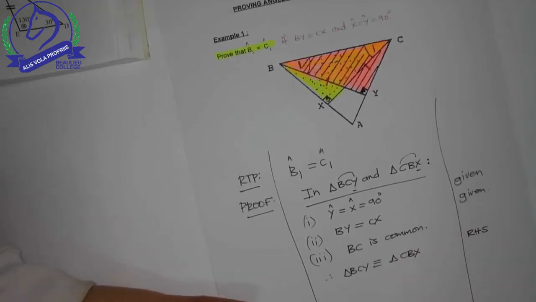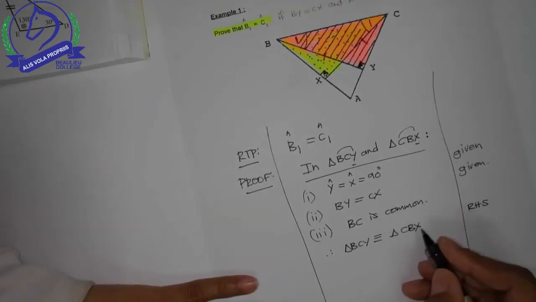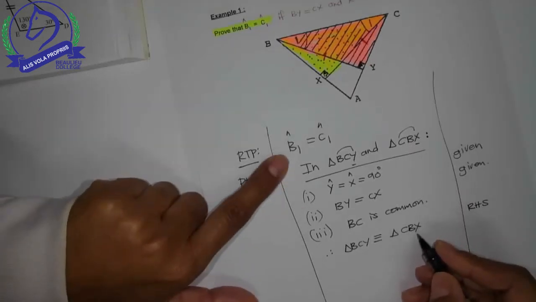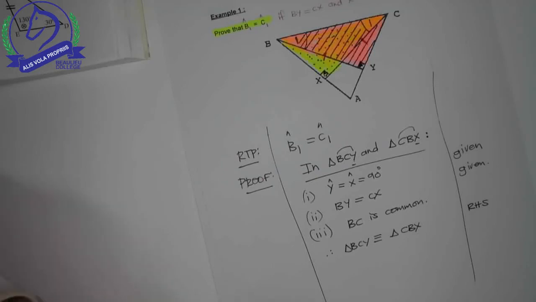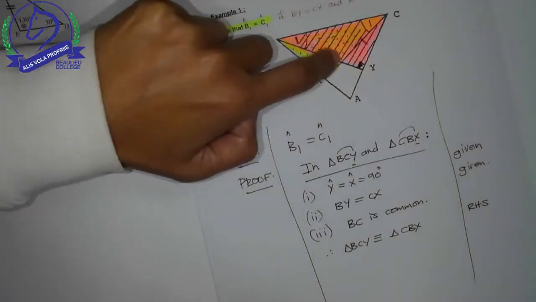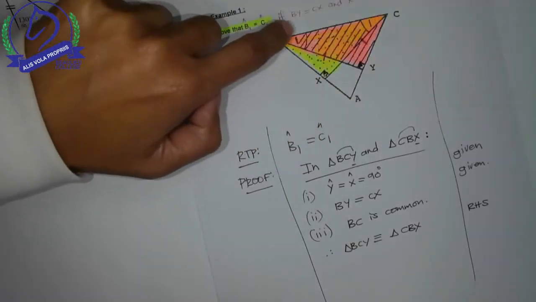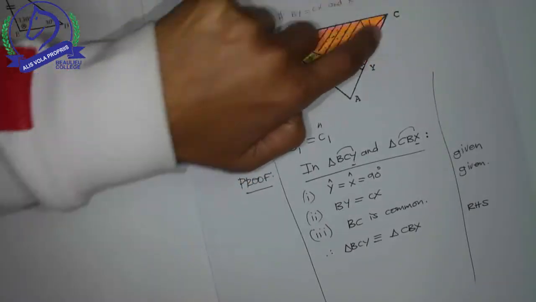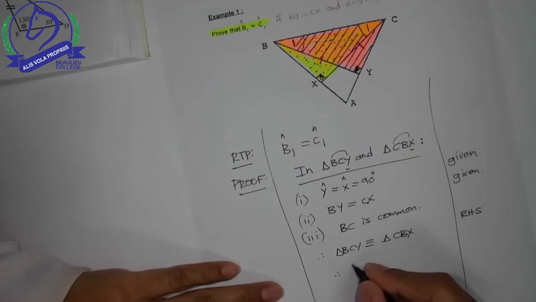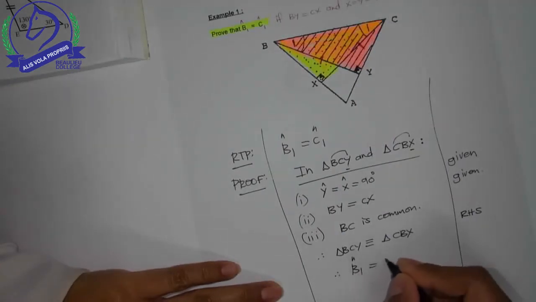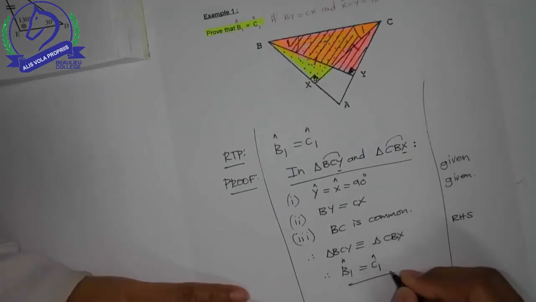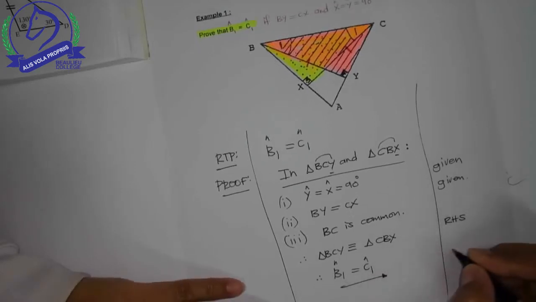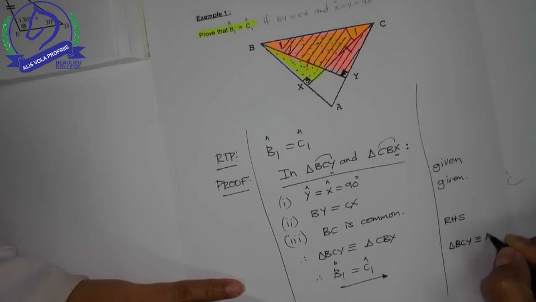Now, you don't stop there, because the question didn't ask you to prove triangles congruent. The question asked you to prove that those angles are equal. Because you have proved that those triangles are congruent, and B1 falls in that triangle and C1 falls in that triangle, therefore B1 will equal C1. And what is your reason? So that's the question answered. Your reason is triangle BCY is congruent to triangle CBX.